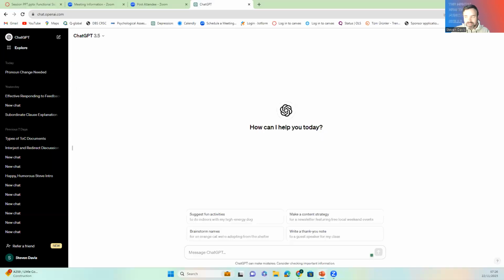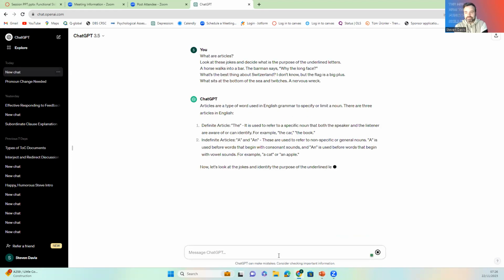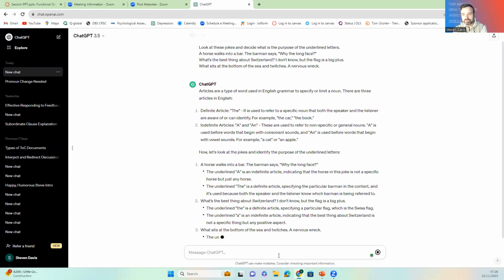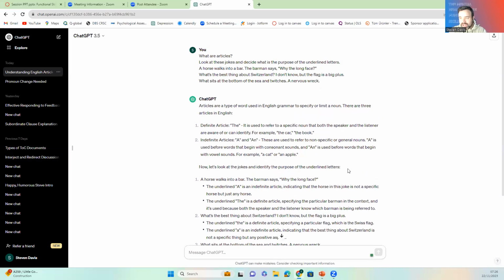So if we just pop that over in here, and we can see. Okay, so articles are a type of word used in English grammar to specify a limit to a noun. There are 3 articles in English. Articles defined: the. It is used to refer to a specific noun that both the speaker and the listener are aware of and can identify. For example, the car, the book.